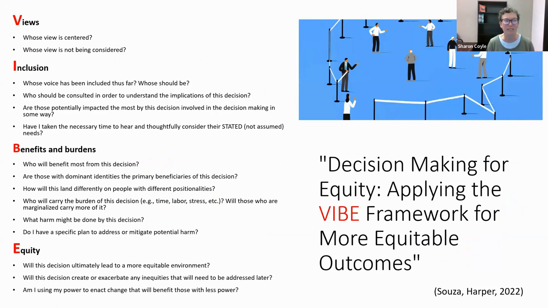So whose view is centered? Whose view is not being considered? Whose voice has been included thus far? Who should be consulted in order to understand the implications of this decision? And so on. Who will benefit? Will this decision ultimately lead to a more equitable environment? So you're always thinking about, when you choose your sources, what's going to be the effect on the students and the future.